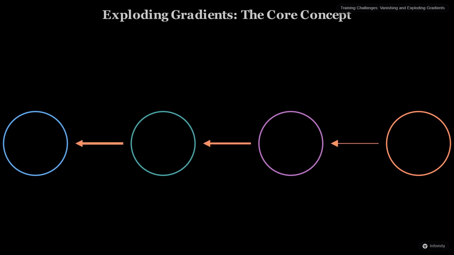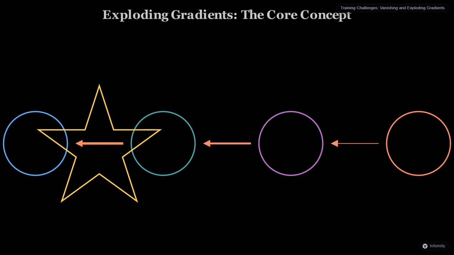When this happens in a neural network, the gradients become extremely large, leading to massive and erratic updates to the model's weights. This instability can cause the learning process to diverge rapidly, making the network unable to learn anything meaningful and often leading to numerical overflows or not a number values.